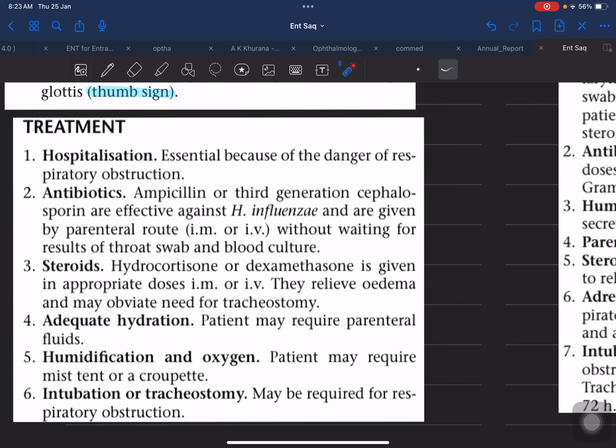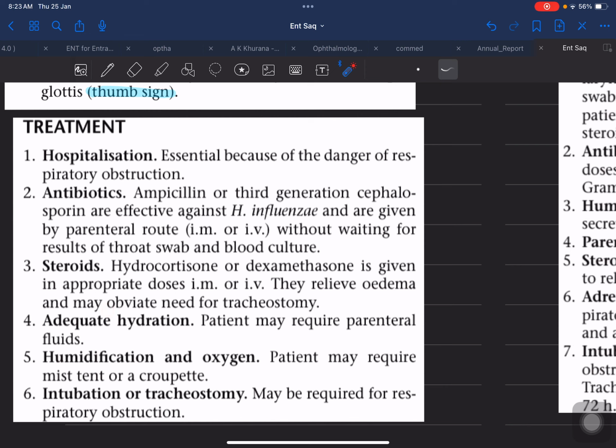We don't wait for these results to come because it is rapid in onset and rapid in progression, abrupt, acute in onset. Similarly, we can provide steroids, right? Steroids such as hydrocortisone or dexamethasone, also given by parenteral route, IM or IV, to relieve edema.